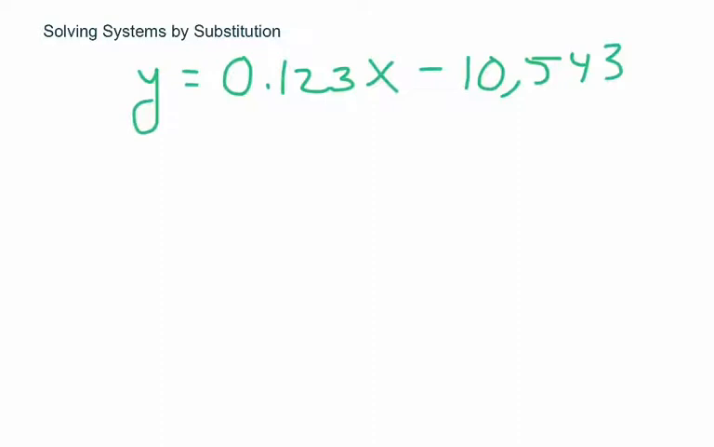If you had a slope like 0.123, that would be 123 thousandths. Okay, so if you're trying to graph some kind of line, you're not going to go up 123 and over 1,000. It's just not practical.